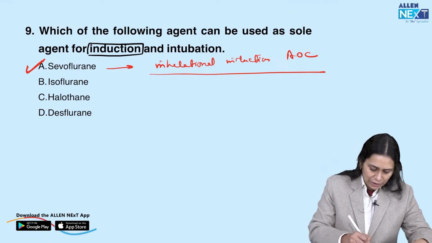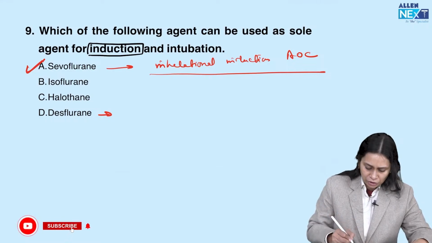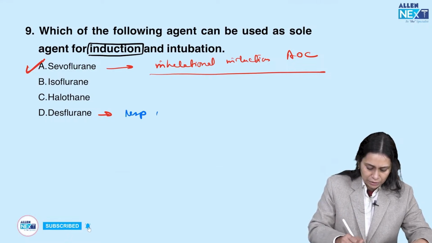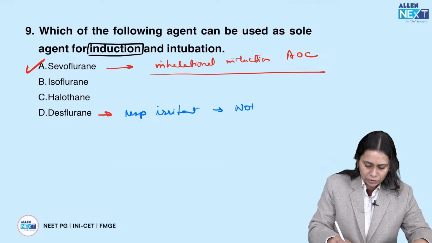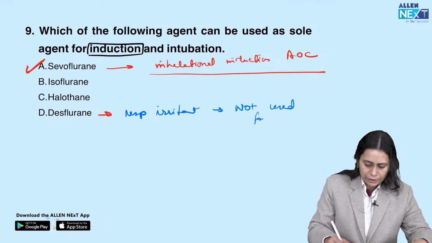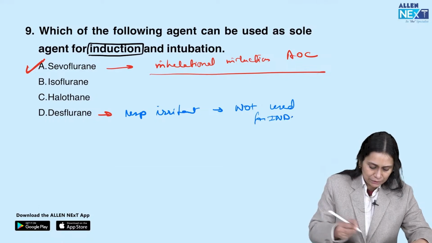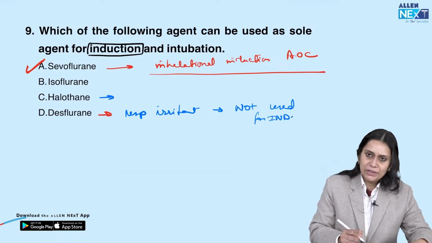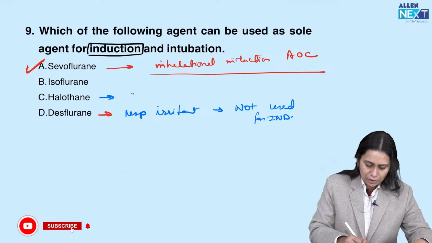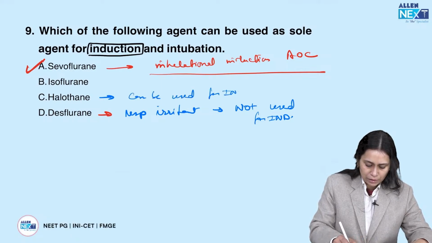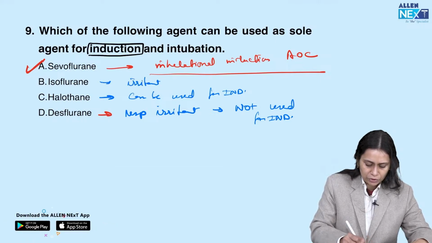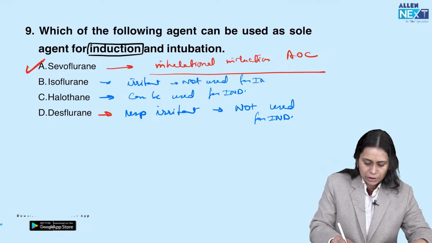So what are the important questions? This is a respiratory irritant, so not used for induction. Halothane, again a good agent for induction after sevoflurane, so it can be used for induction. Iso, again an irritant, not used for induction. Okay, so keep this in mind.